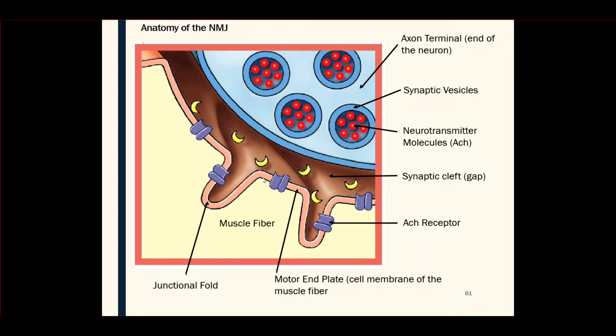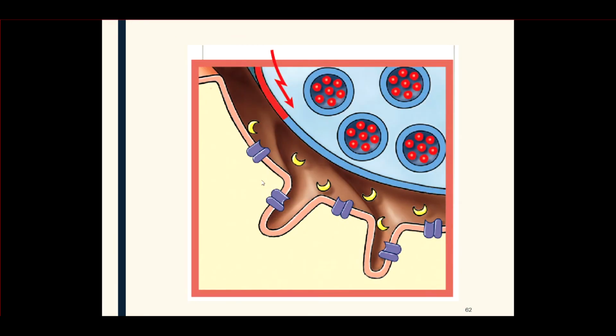The other thing I just want to point out, since it's here, notice that the motor end plate actually folds like that, and we see it over here. This is just known as a junctional fold. For us today, it's not all that important. I just want to point it out because it is there. So I do want you to know this is the normal anatomy of the neuromuscular junction. Let's take a look now at the steps that take place.